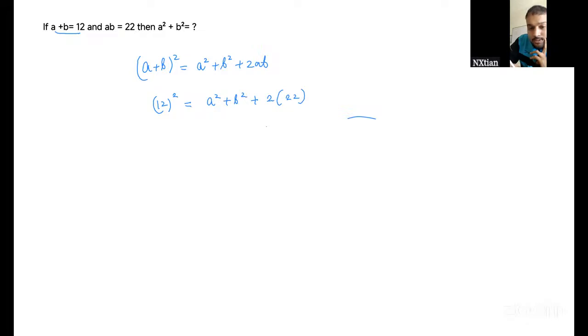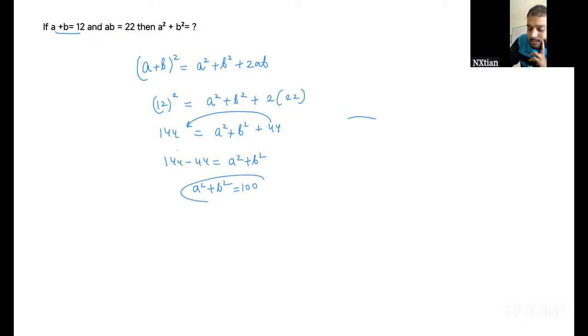Did you understand, Jehovan? No. Means the ab value I substitute as 22 and a plus b I substitute as 12. So it will become 144 is equal to a square plus b square plus 44. It will go and subtract. So 144 minus 44 is equal to a square plus b square. So a square plus b square is equal to 100. This is the answer.